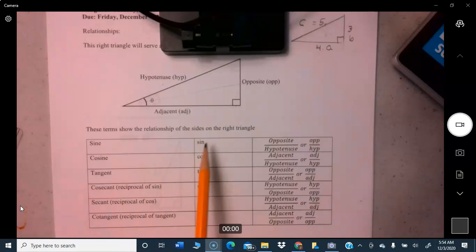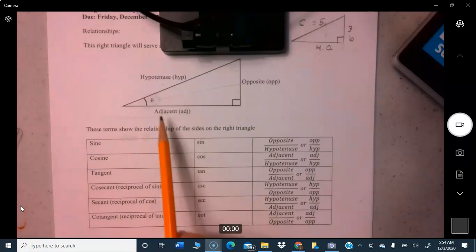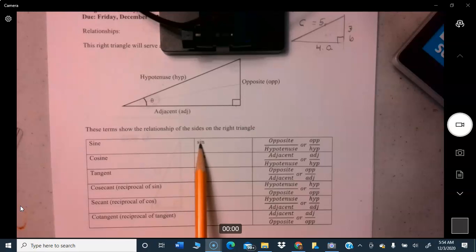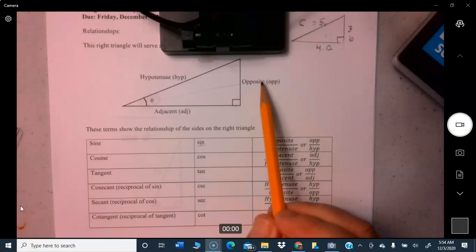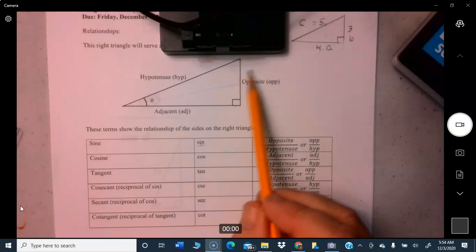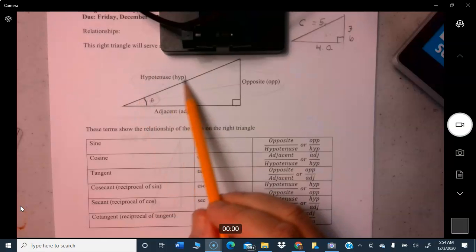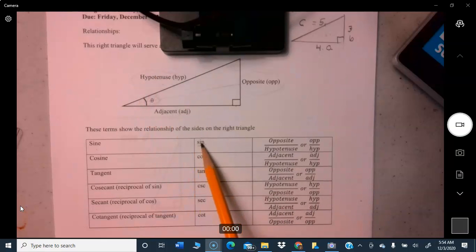So here's the relationship for this specific angle. For the sine, it's abbreviated sin, but you still say sine. So the sine of this angle is equal to the opposite over the hypotenuse. So it's like a fraction. You make a ratio of this side over this side, and that's called the sine.